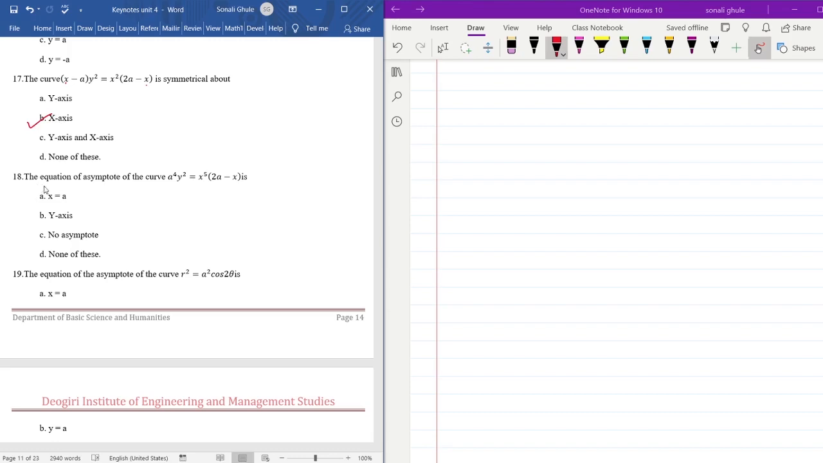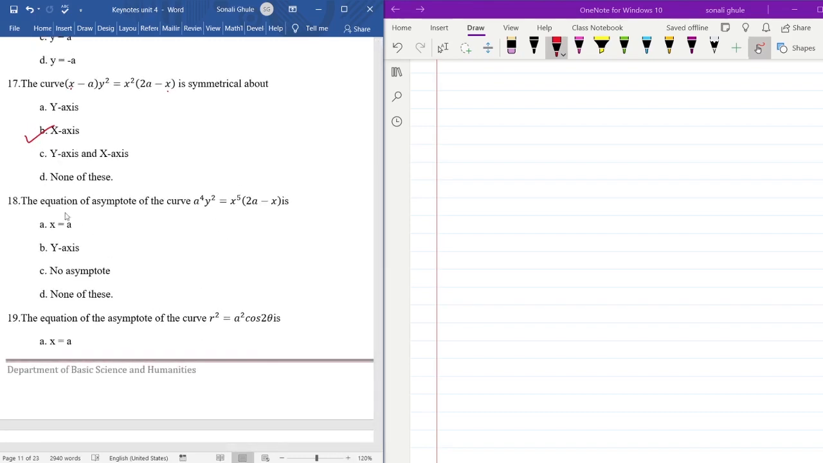The equation of asymptote of the curve a raised to 4 y square is equal to x raised to 5 times 2a minus x. Again we are supposed to find the asymptote, but if we check this equation, for no value of x does y go to infinity, and therefore there is no asymptote here. So your correct option is C.